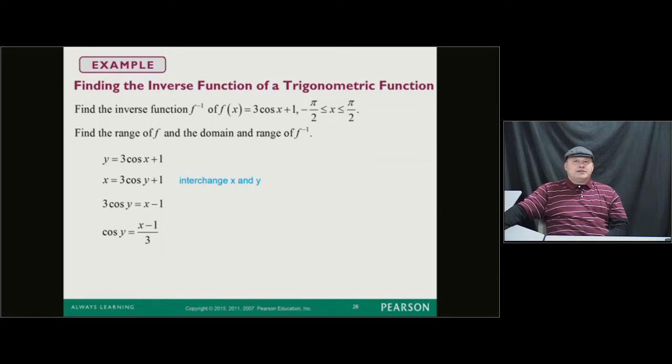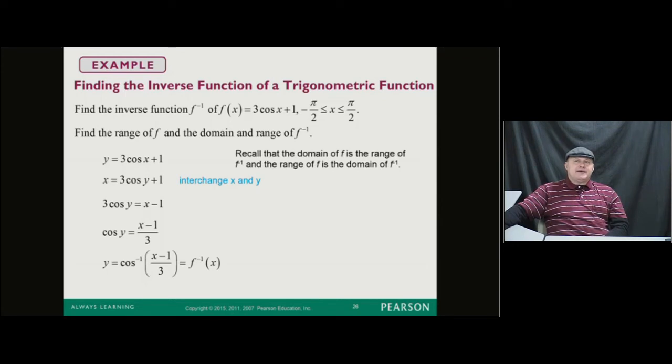Now, we want to solve for y. How do you get rid of the cosine when you want to isolate the y? You apply the definition of an inverse function. Why can you do that? Because they tell you that x is between negative pi over 2 and positive pi over 2. So because of that, you can do this next step: y equals the cosine inverse of x minus 1 over 3. And that is the inverse function of 3 times cosine of x plus 1.